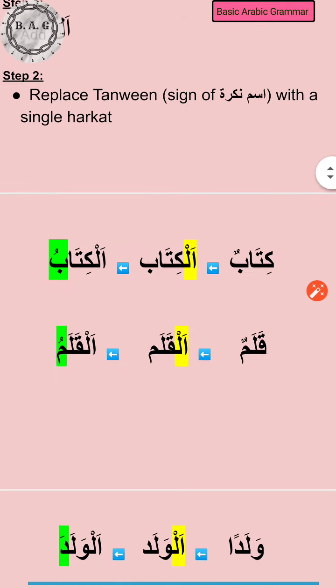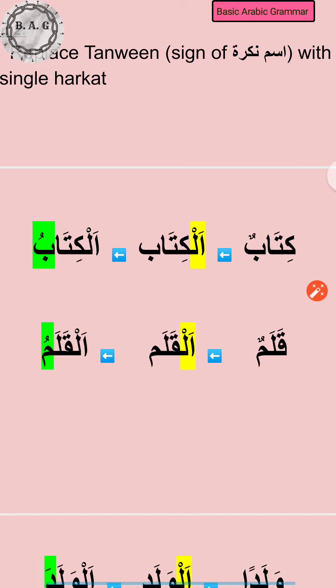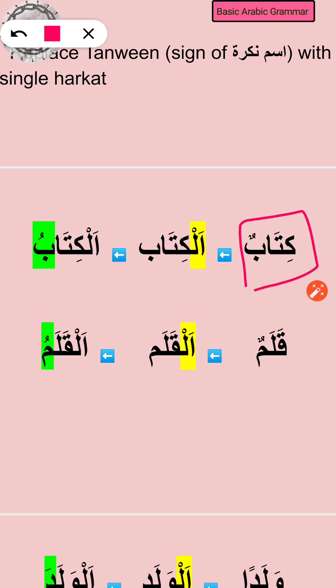So we have a couple of examples over here, and this is my pen. Okay, so we have kitabun, which means a book or any book. Then our first step was to add al, which I have done here, and at the same time notice I have dropped the tanween. Okay, so first step is al gets in, the tanween gets out. Then the next step is you replace the tanween with a single harakat, okay, of the same irab. Mind you, this is really important.